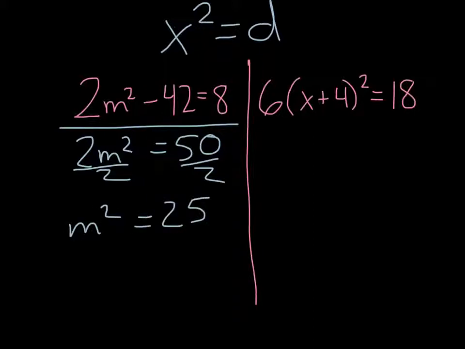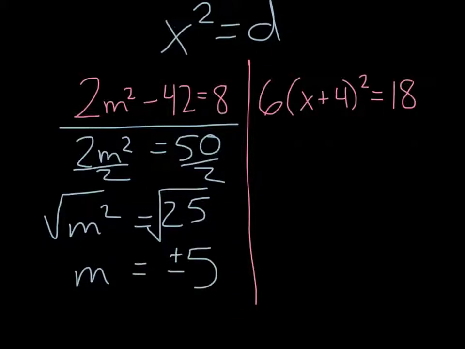And then the way to undo a squared sign, of course, is to do the square root, and we'll do it to both sides. And we just need to remember that when we take a square root, your answers are positive and negative.